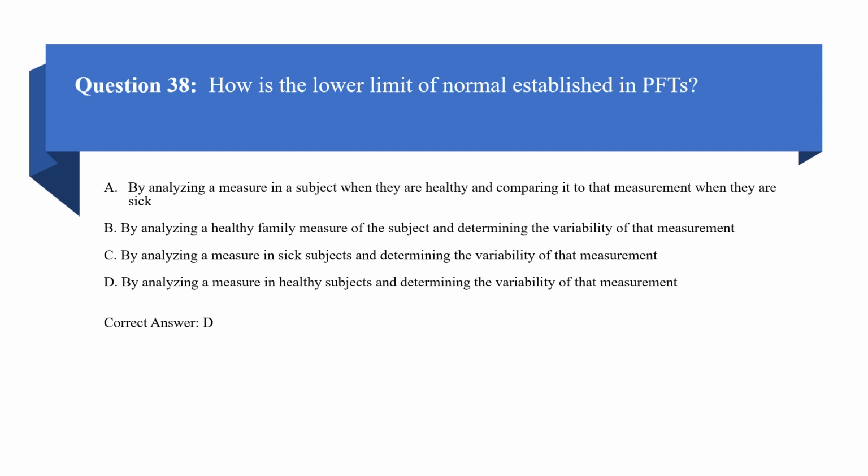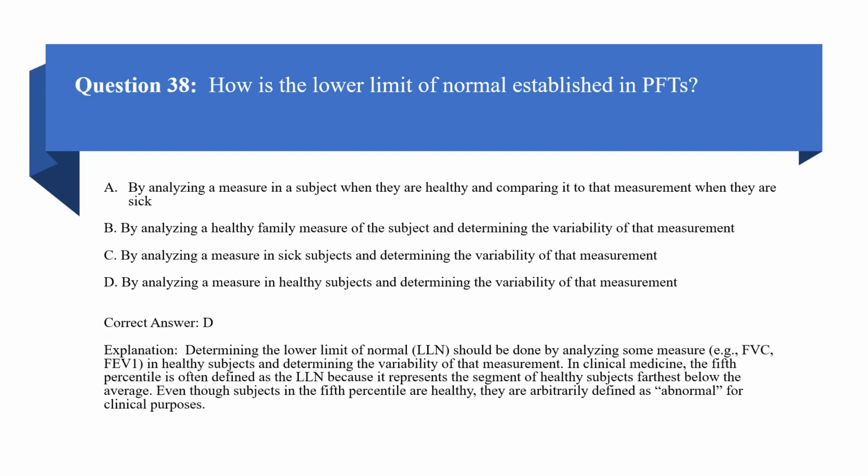Correct answer is D as in David. The explanation is a bit involved. Determining the lower limit of normal, LLN, should be done by analyzing some measure, forced vital capacity, FEV1, in healthy subjects and determining the variability of that measurement in that healthy subject population. In clinical medicine, the 5th percentile is often defined as the lower limit of normal because it represents the segment of healthy subjects farthest below the average.